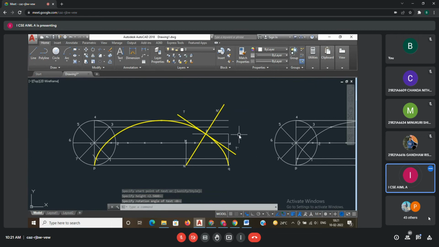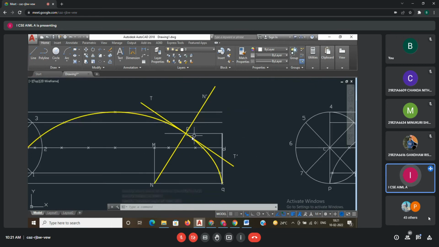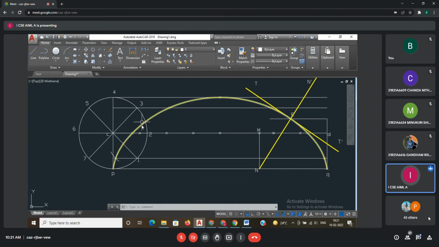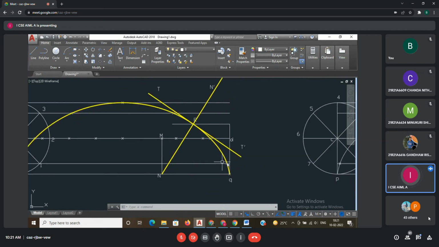Sir, one more doubt you will get. Sir, why did you take 35 mm somewhere here? Why can't you take it somewhere else? You will get one point there. You can draw the tangent and normal there also. But you may get confused, because we have a lot of lines. That's why we are drawing like this.